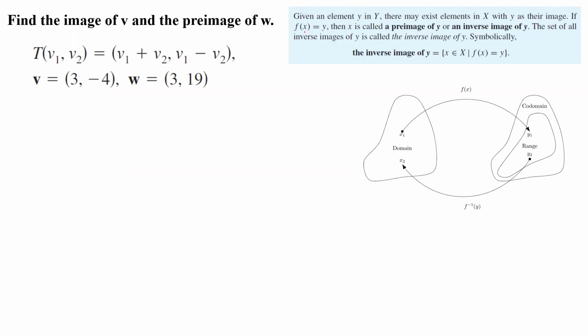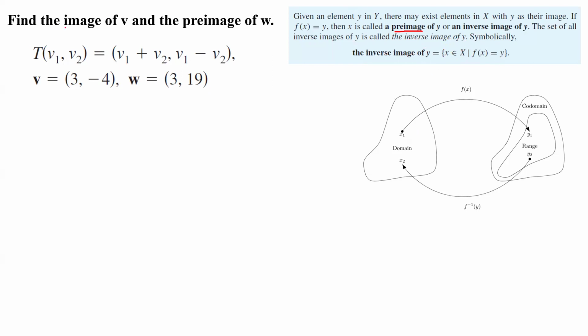If f of x is equal to y, then x is called a pre-image of y or inverse image of y. The set of all the inverse images of y is called the inverse image of y. Symbolically, the inverse image of y is the set of all x values in the domain such that f of x is equal to y.